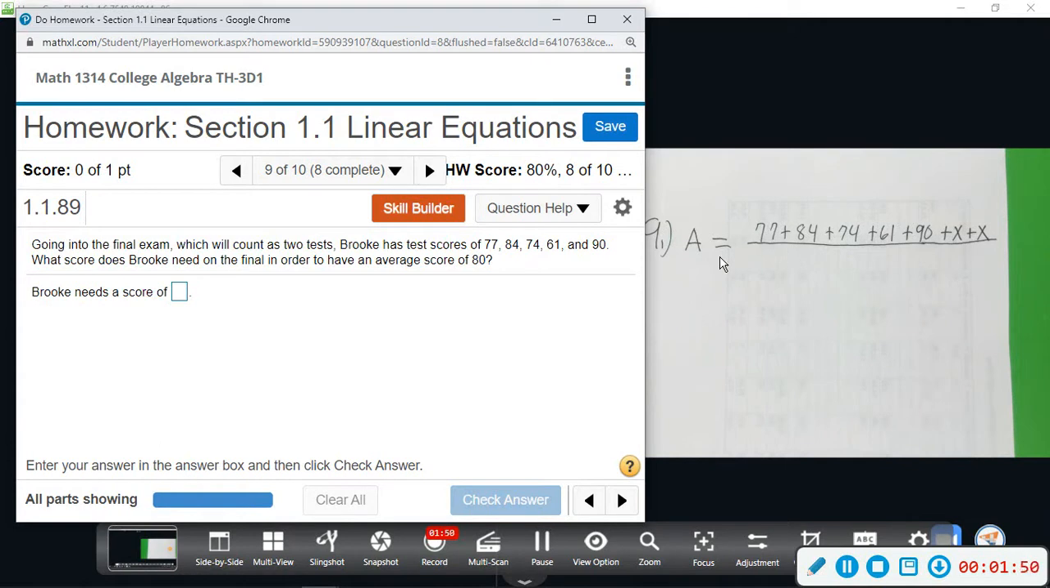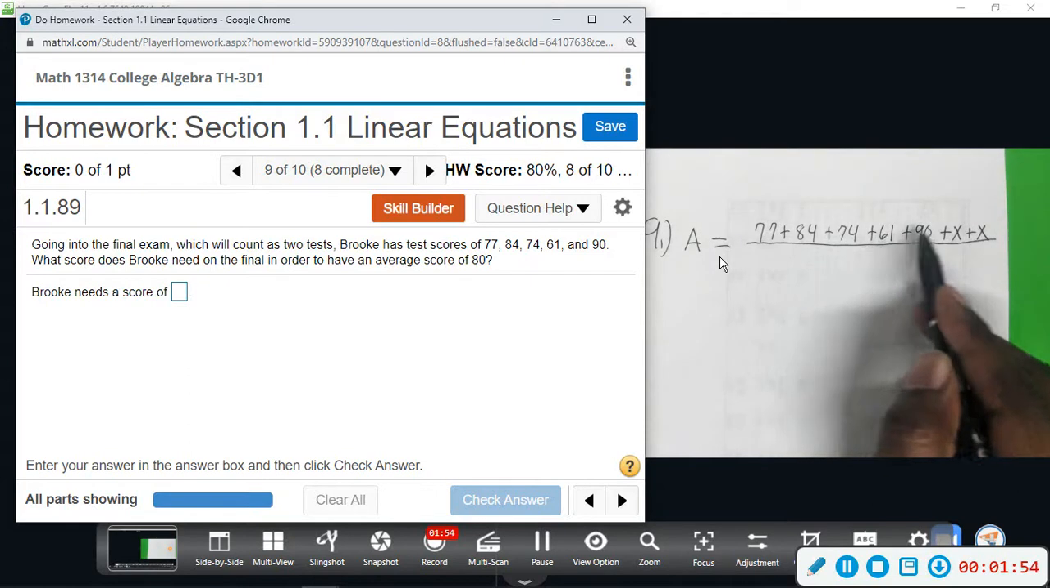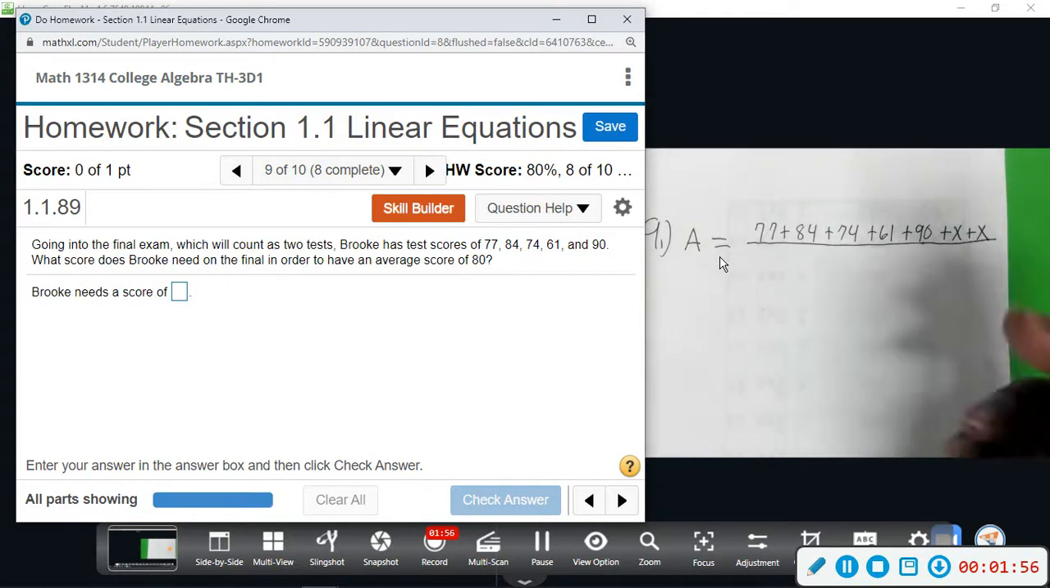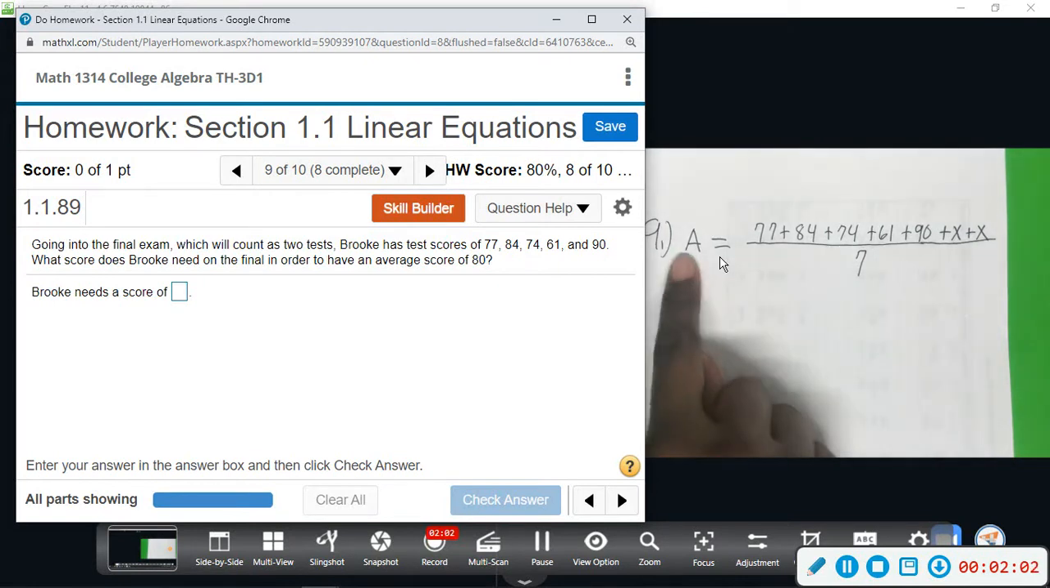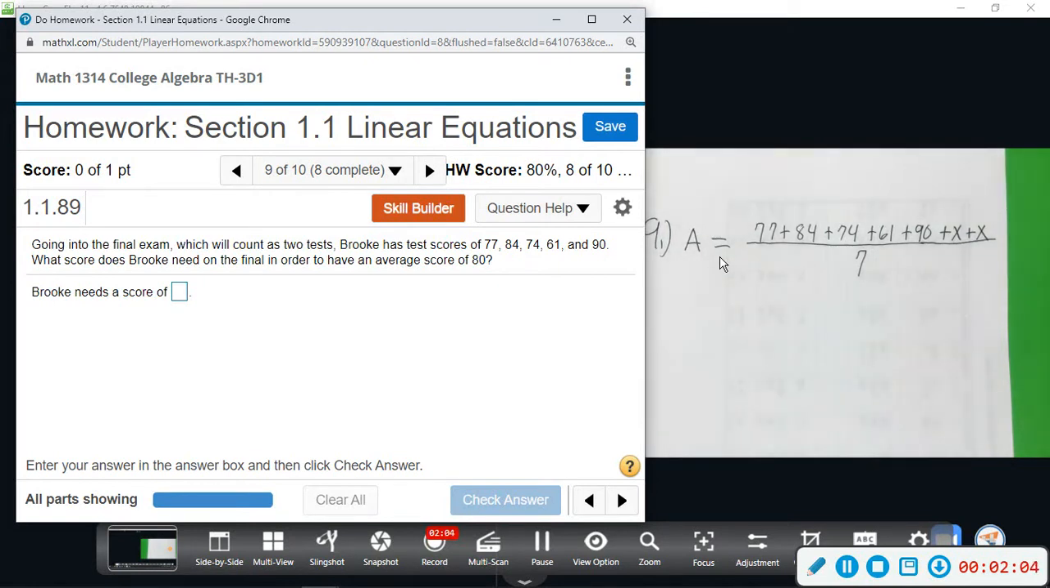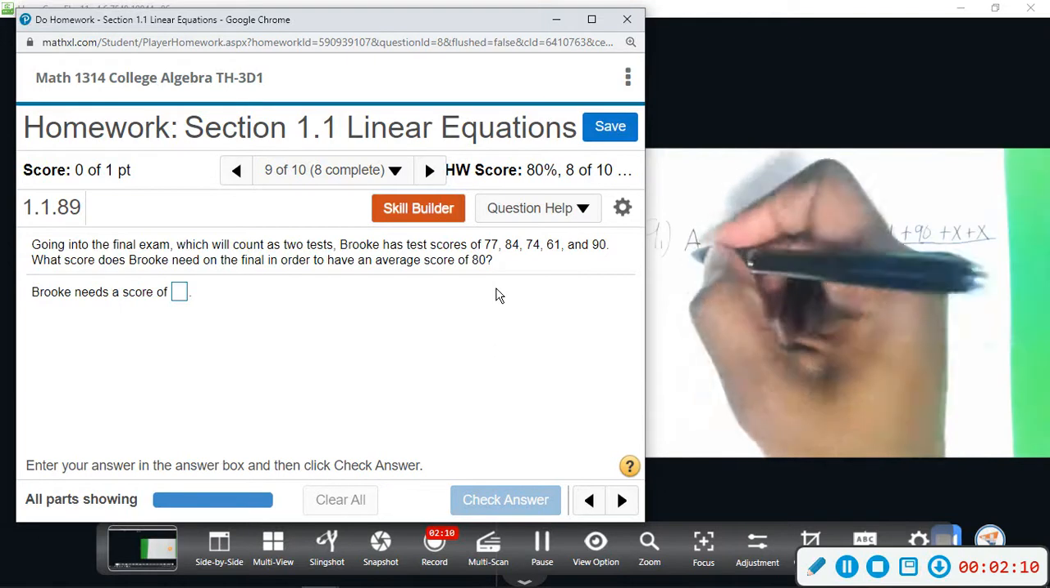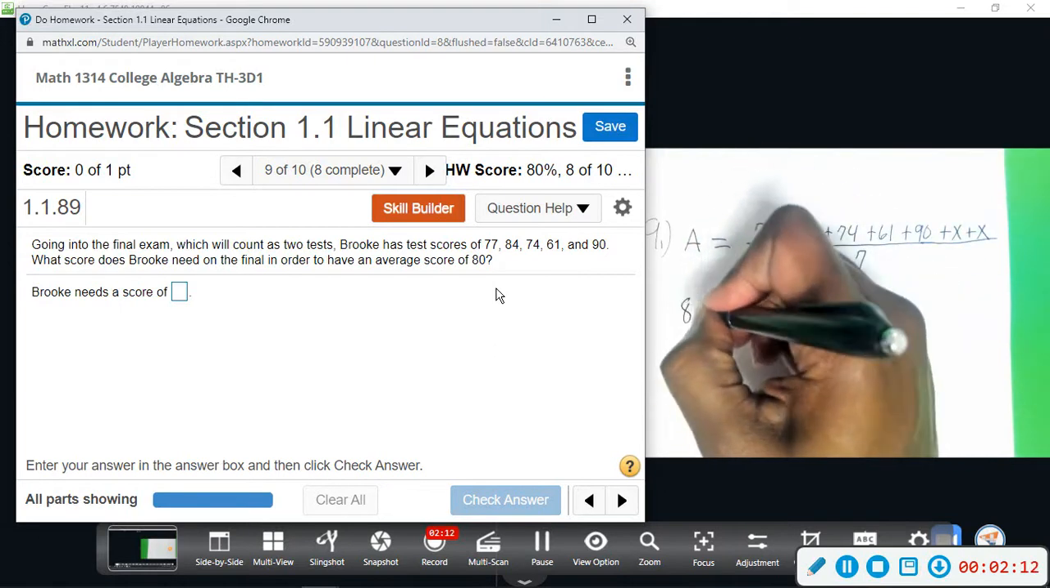Now, how many do we have? 1, 2, 3, 4, 5, 6, 7. So we're going to have to divide by 7. And we want our average to equal an 80. They told us that here. So we want to have an average of an 80. So I'm going to start to simplify. The average, we want it to be an 80.